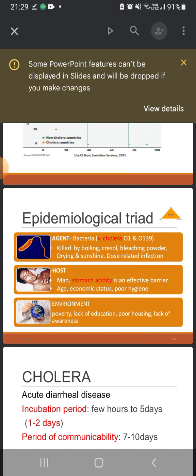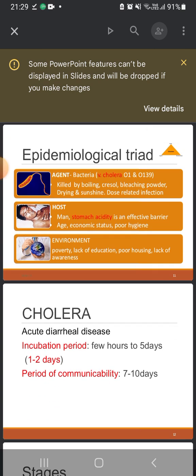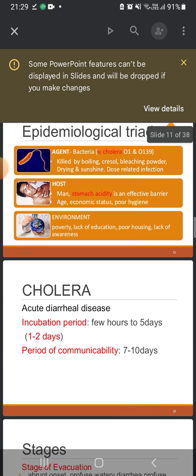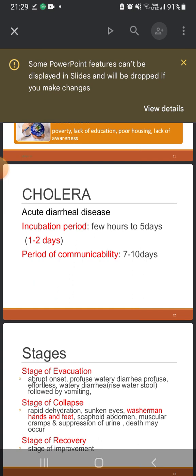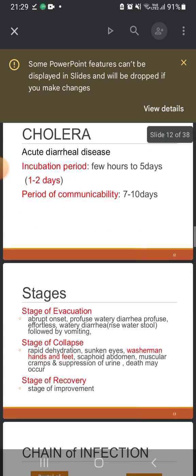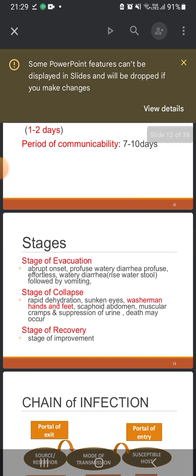Poor economic status, poor hygiene, and extremes of age can predispose you to developing this infection. The environment: poverty, lack of education, poor housing, lack of awareness. The incubation period is a few hours to 5 days. The period of communicability is 7 to 10 days.